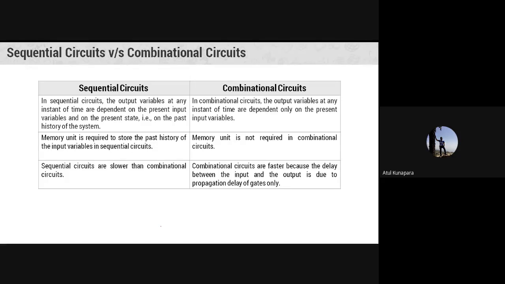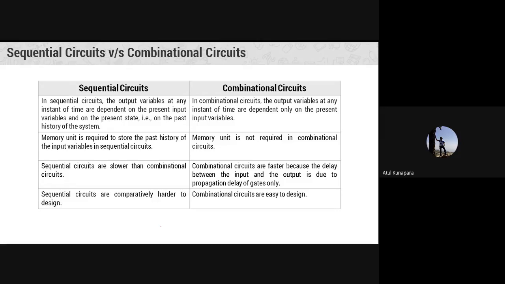Whereas in a combinational circuit, no data is read from memory. Only the data coming from the input lines is passed through the logic gate combination, so only the propagation delay of those logic gates is considered. But in a sequential circuit, apart from the propagation delay of the logic gates, the time taken for reading the data from the memory unit is also considered, right? So overall, sequential circuits are slower than combinational circuits, and we can put that as a point of comparison here.